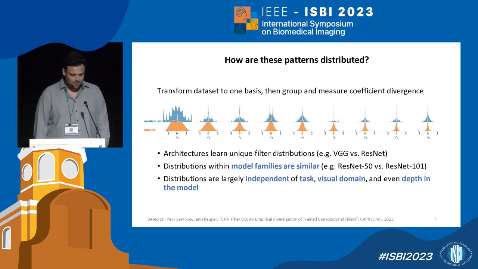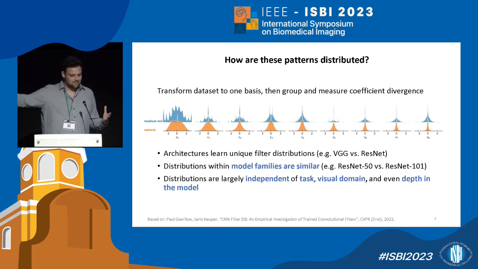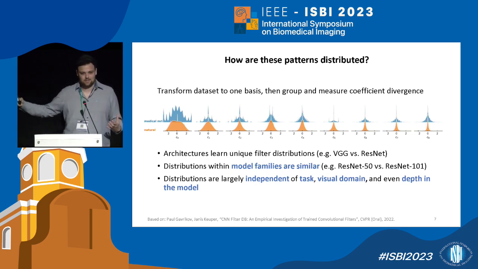And you might also commonly have heard that representations in CNNs get richer and richer towards the end of the model, but this is not visible in filters at all. So distributions of filters in the initial layers are very similar to distributions of filters in the end of your model.